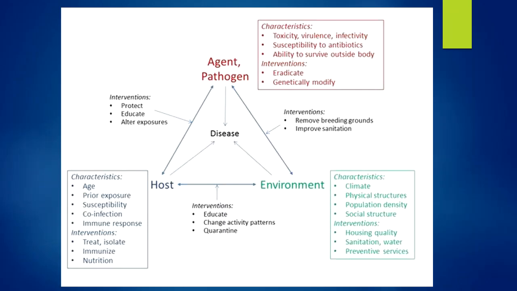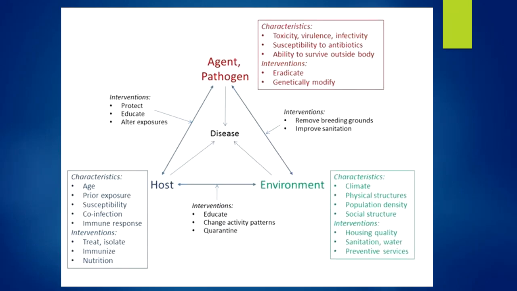And this triangle is designed to represent the fact that disease is a result not just of a single factor, not just of an infectious agent, for example, but it has to do with the interaction between the host, that agent, and the environment. So host characteristics are personal traits of people or populations. This could relate to age, nutritional status, susceptibility.